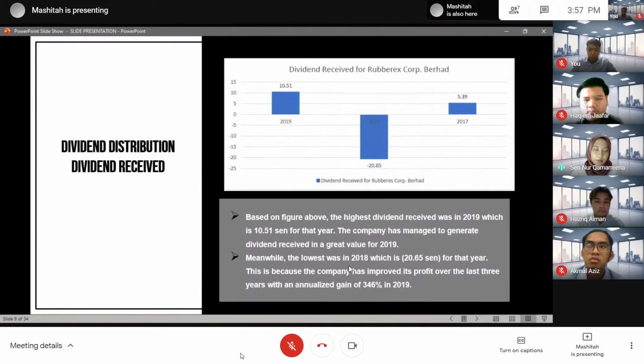So for the dividend distribution, based on the figure above, the highest dividend received was in 2019, which is 10.51 cent for the year. The company has managed to generate dividend received in a great value for 2019. Meanwhile, the lowest was in 2018, which is negative 20.65 cent for the year. This is because the company has improved its profit over the last 3 years with an annualized gain of 346% in 2019. In comparison, earning per share only gained 320% over the same period, and at a glance, the 578% gain in profit over the year impresses.